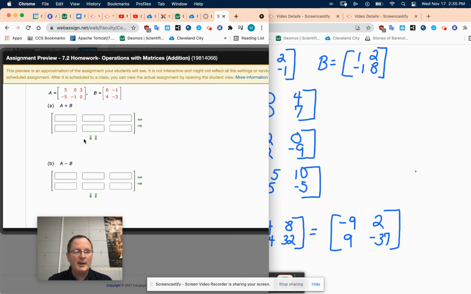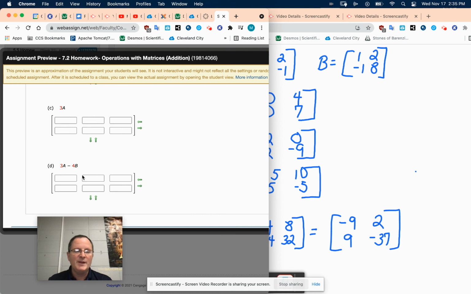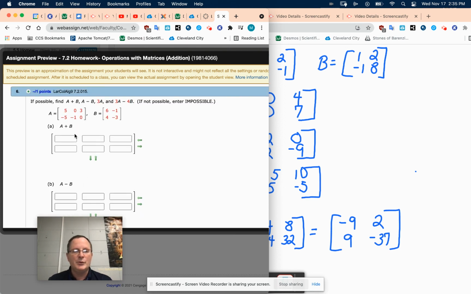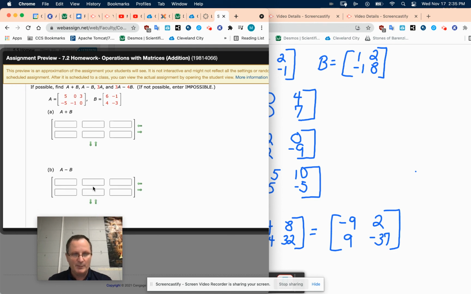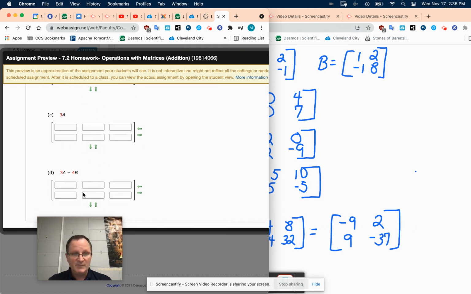We can multiply by 3. And then we can't do this because we're not able to subtract them after we've multiplied them by 3 and 4. So that'll be impossible, impossible. You can do this one, impossible.